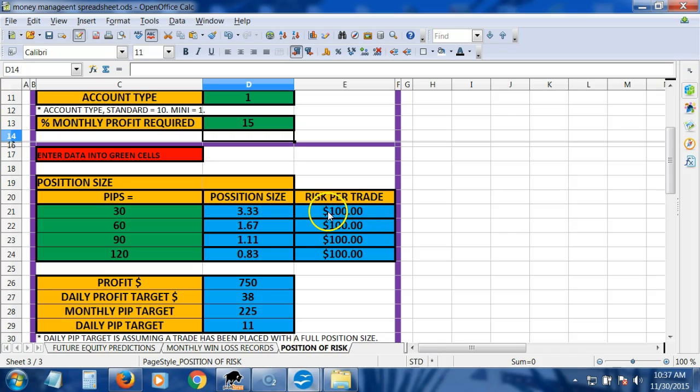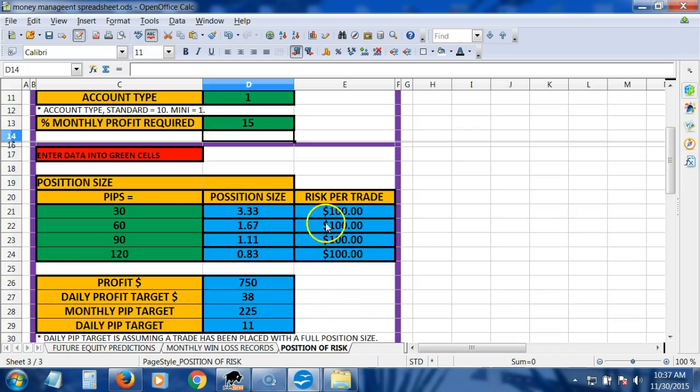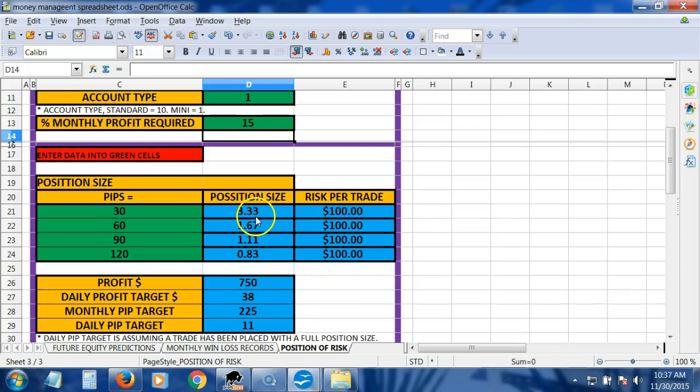You should be able to risk $100 on your trades, off of $5,000. And then, say this is your pips, the number of pips that you say the risk is, you're risking 120 pips on a trade, or let's say 50 pips on the trade. It gives you your position size which you should be putting in as you enter into your trades.